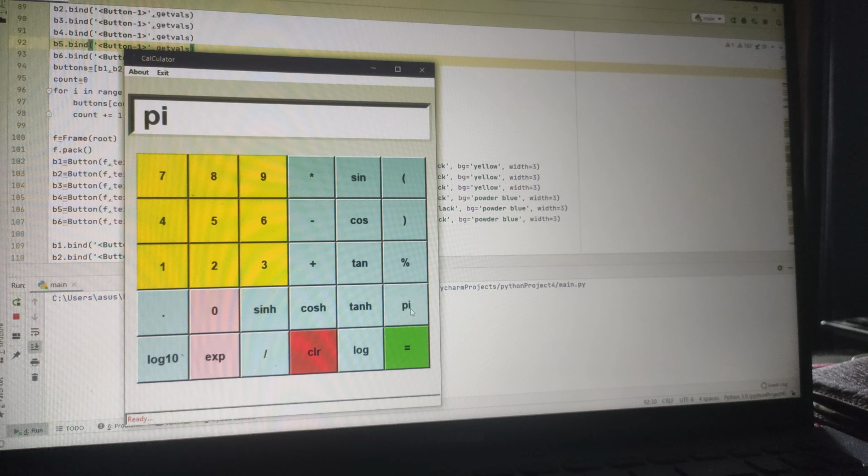And when I used pi, the value of the pi, and when I used 3 multiply by pi, here we got the result. So these are basically the results which I have shown in this particular scientific calculator.